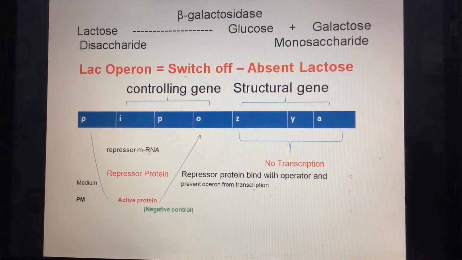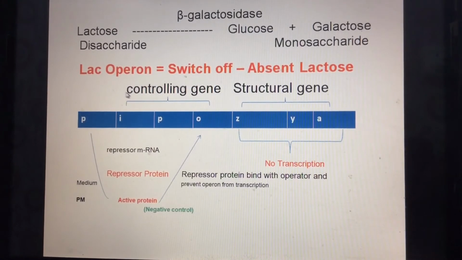Now we will understand this diagrammatically so you can understand it better. This is a fragment of DNA where a large number of other parts are present, and they go through the transcription and translation pathway.